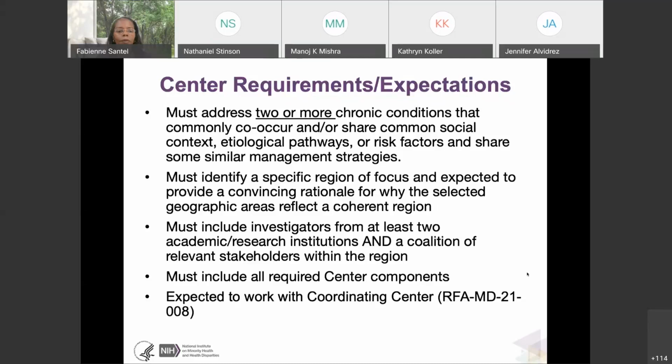As the RFA specifies, it's generally expected that the region will be made up of contiguous areas. There may be exceptions, particularly related to work done with tribal populations or the US territories where contiguity is not possible, but either way, we will be looking for a rationale for the selection of the region and why it's a region. Another requirement, there must be investigators from at least 2 academic or research institutions and a coalition of relevant stakeholders within the region. Of course, the centers must include all required center components, and there will be a coordinating center that's attached to this initiative. And so all the center awardees will be expected to work with that coordinating center.